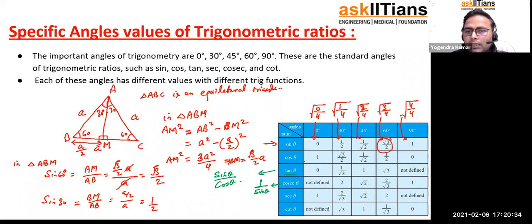Secant theta is the reciprocal of cos values. So 1 by 1 is 1. Here 2 by root 3, here root 3, here 2, right? And this is not defined. Cot is cos by sine or 1 by tan. This is what you need to remember. You can do the reciprocals again. So you have to remember this table, the standard table.